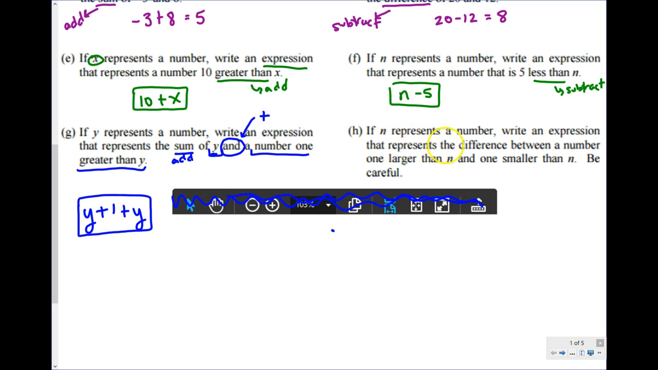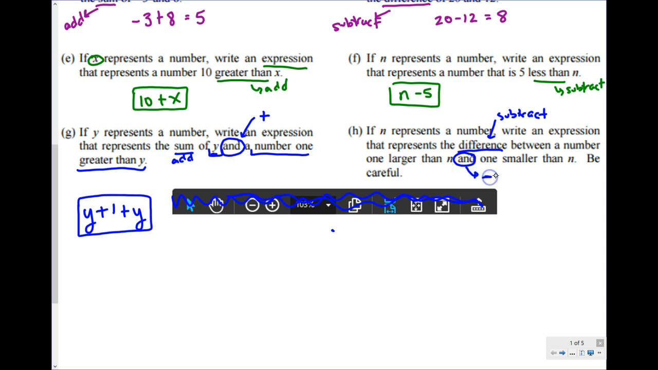H. If n represents a number, write an expression that represents the difference. Okay, so I'm going to have to subtract the difference between a number 1 larger than n, and that's where it tells me to split.